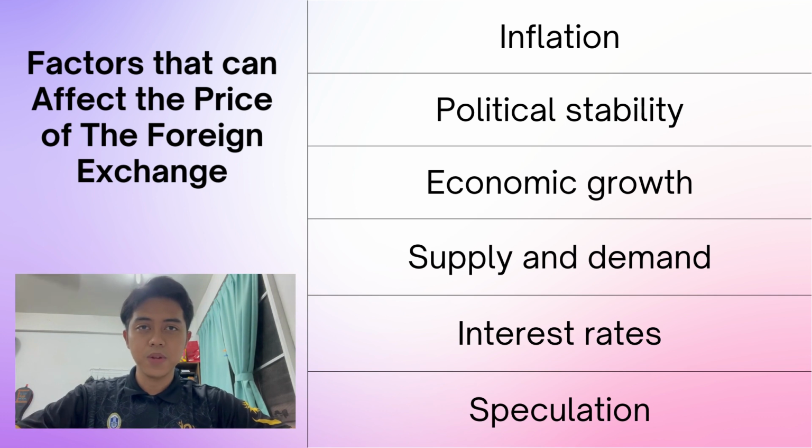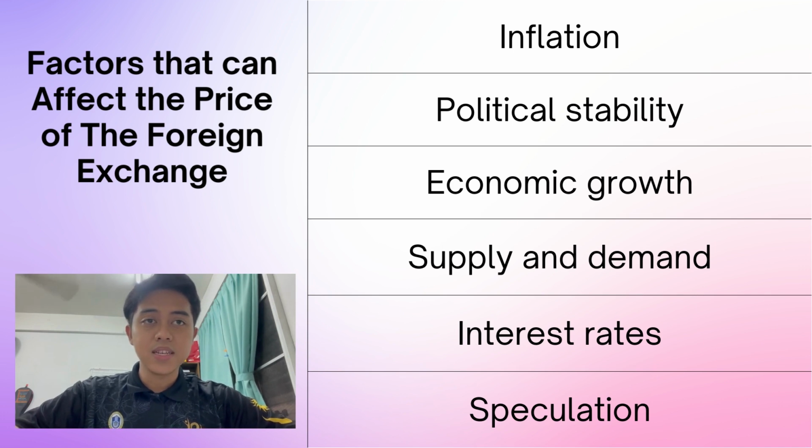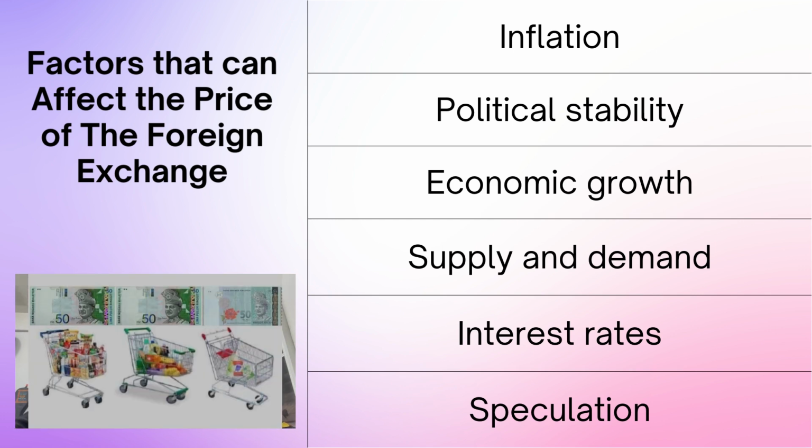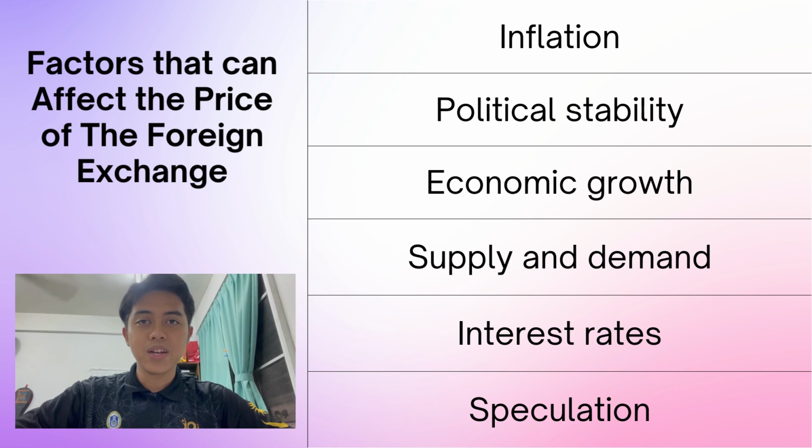Now I would like to explain what the factors are that can affect the price of foreign exchange. The first one is inflation. It is the rate at which prices are rising, and it can have a significant impact on the value of a currency. When inflation is high, the value of the currency typically declines because it has less purchasing power. When inflation is minimal, a currency's value typically increases because it is more valuable.